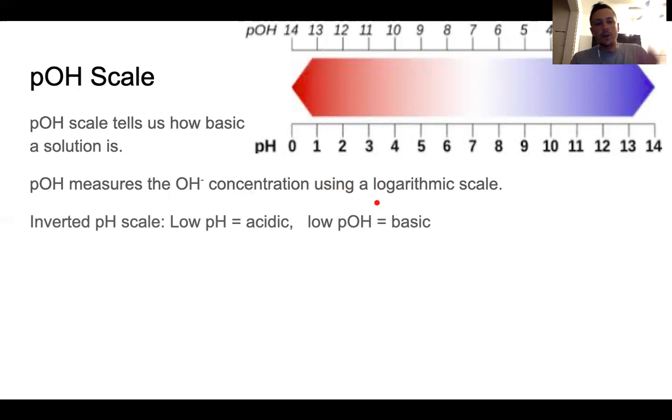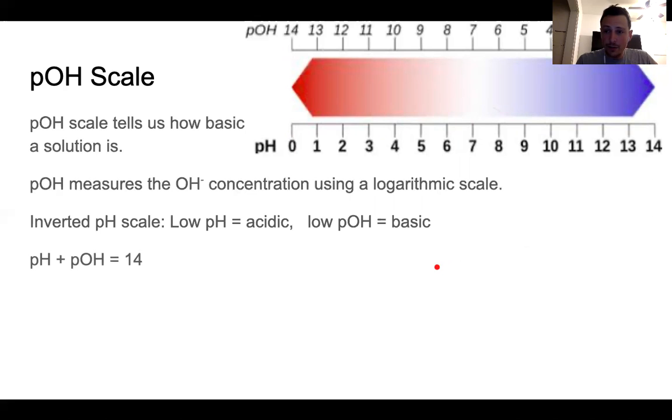And it's inverted compared to the pH, in that if you have a very high pOH, like 14, that would mean that you're very acidic, versus having a very low pH means you are also very acidic, right? So if you have a low pOH, that means you're very basic. So they're sort of flipped.